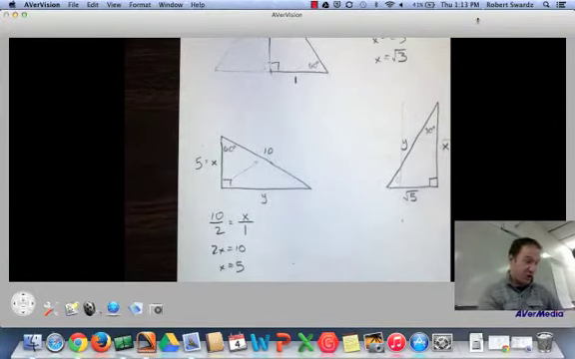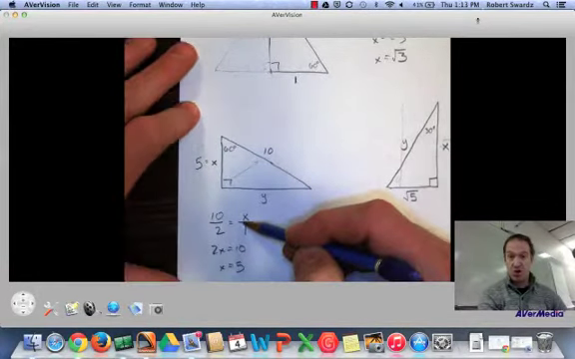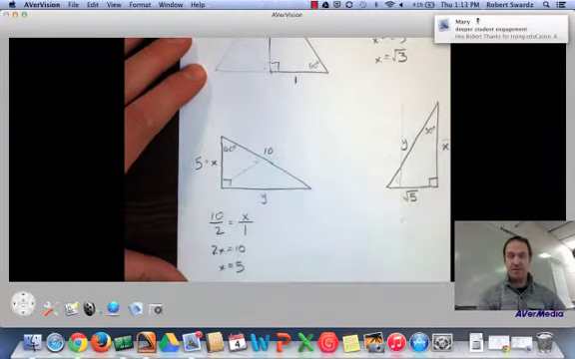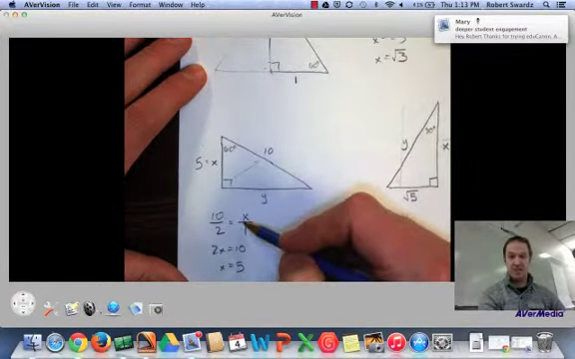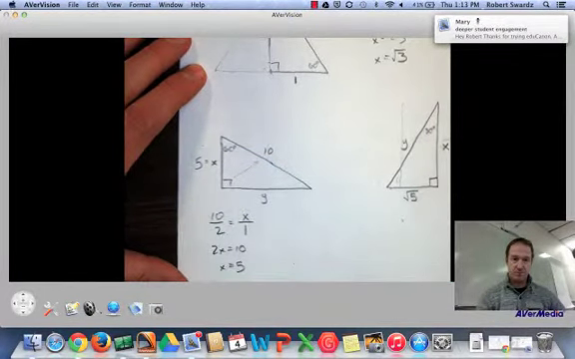So know that these proportions will always work. And until you find the shortcut, set up the proportion and solve it. It will always work. Okay?